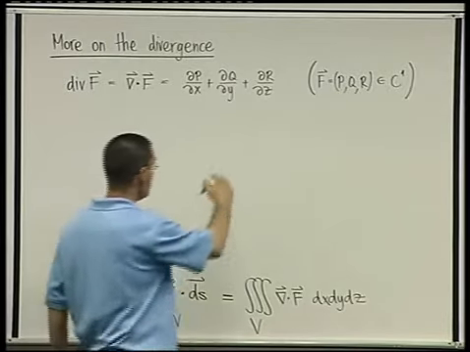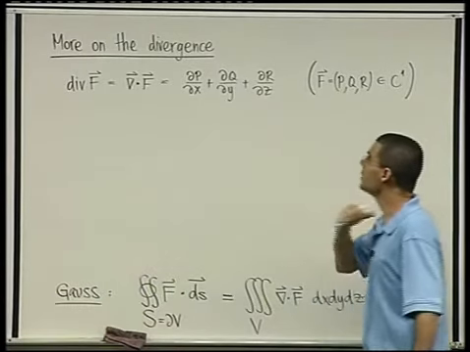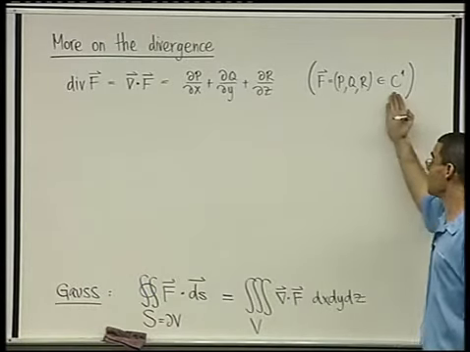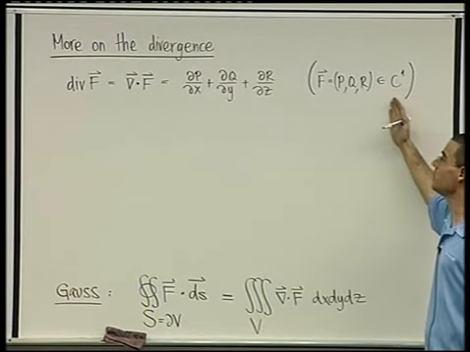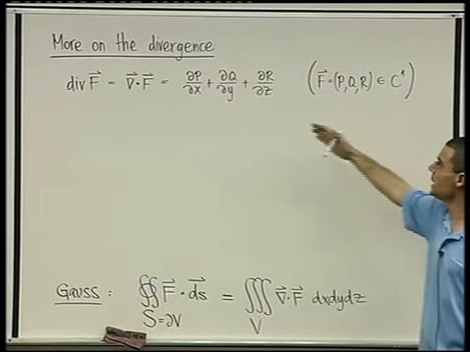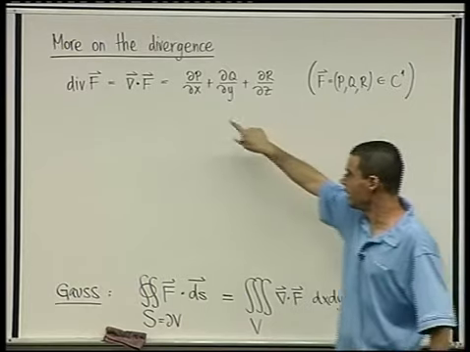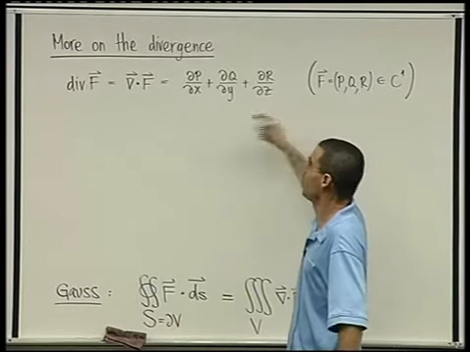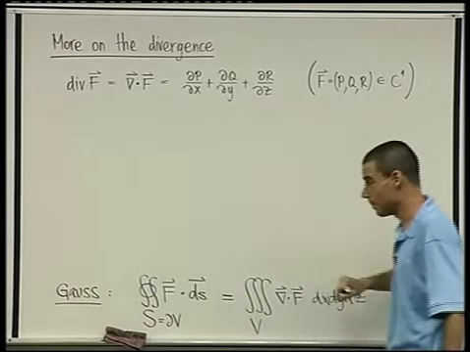And note that this definition requires f to have partial derivatives, or in general to be C1. And in addition, it's dependent on the coordinate system. Okay? It's defined via x, y, and z.